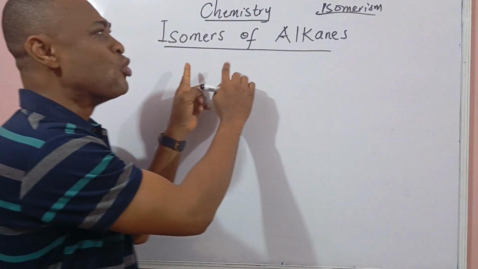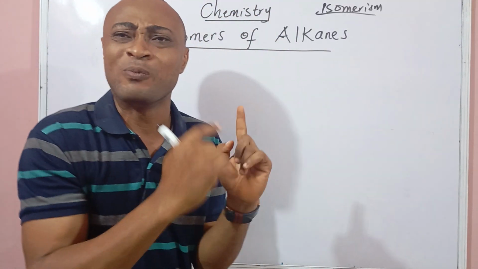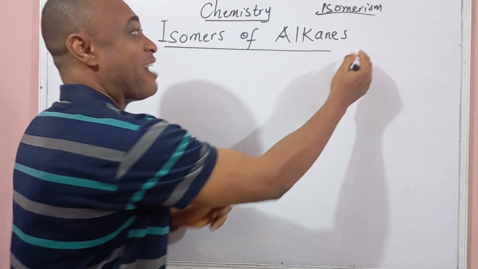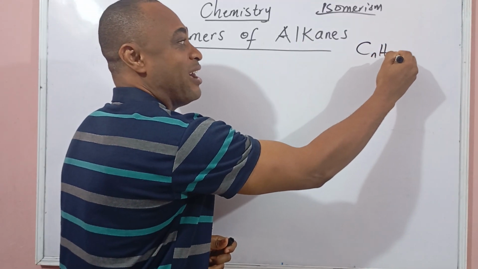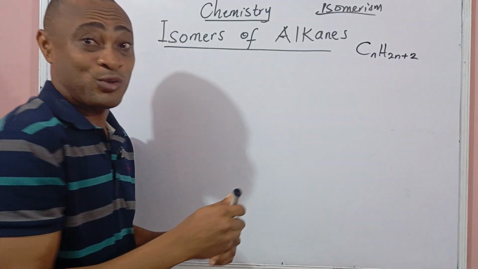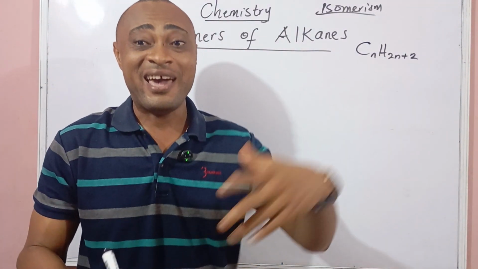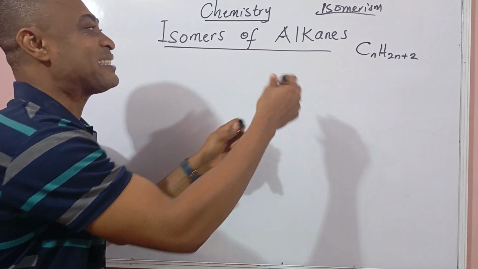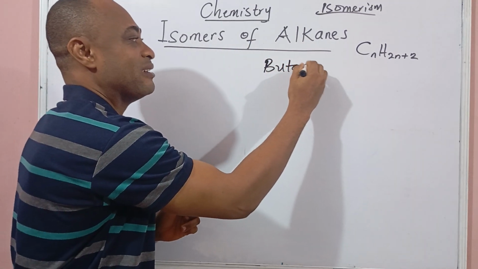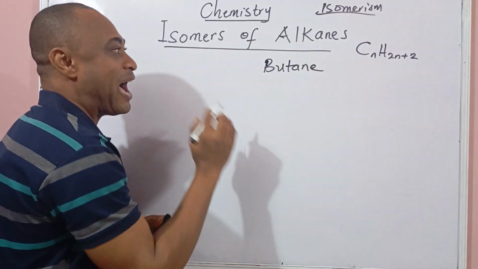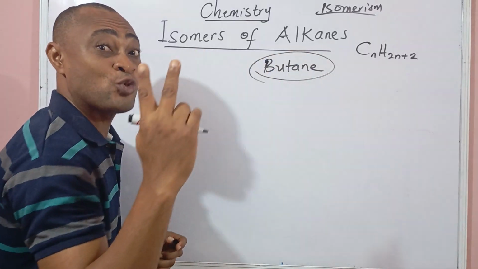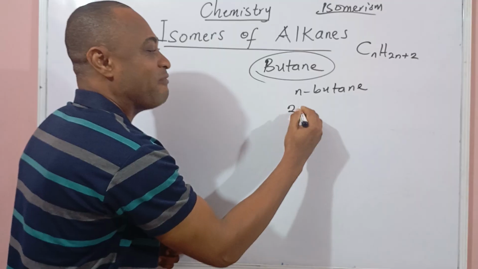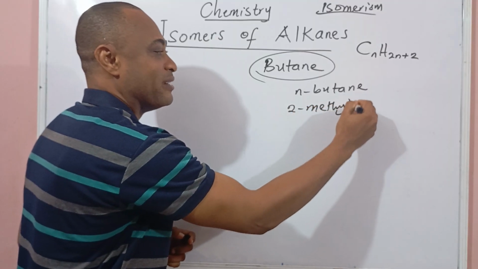But today we want to look at this. How do we get isomers of alkane? Remember, we have dealt with alkane compounds having this general molecular formula CnH2n+2. You remember them? The methane, ethane, butane, and the rest of them. Now, isomerism in the alkane starts from butane. And the isomers of butane are two in number. We have the n-butane and we have the 2-methylpropane.